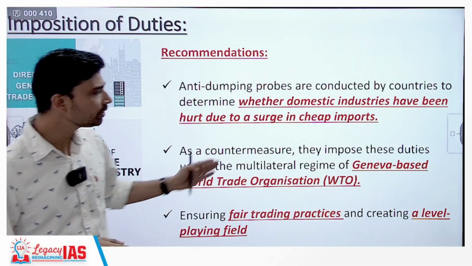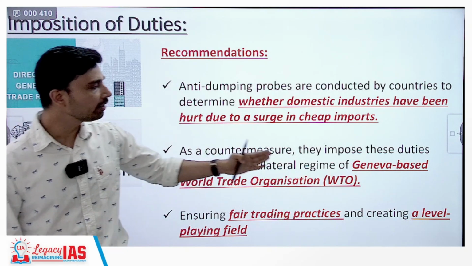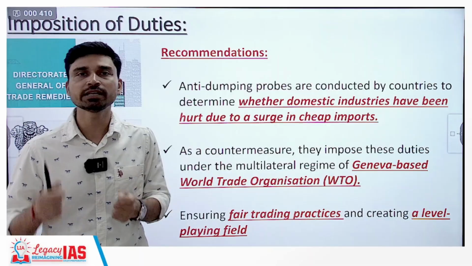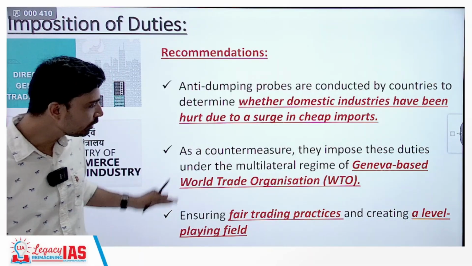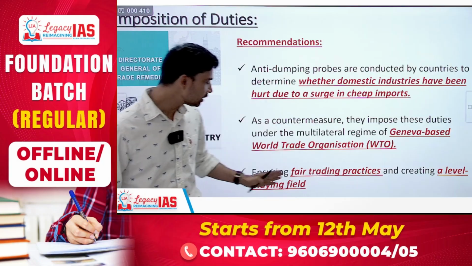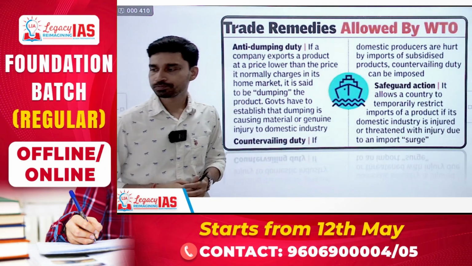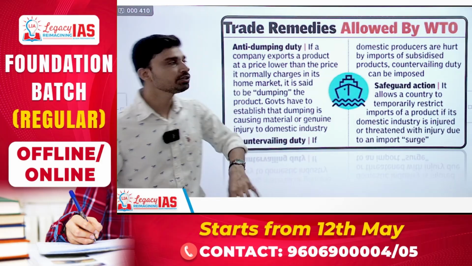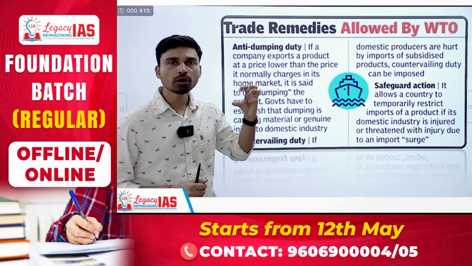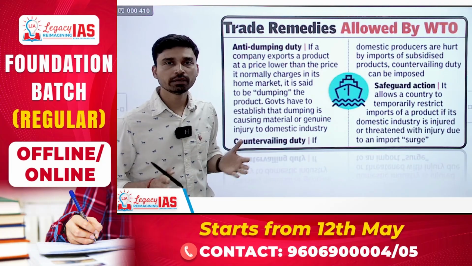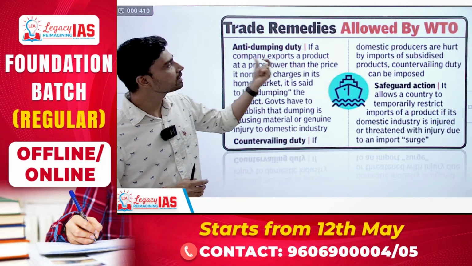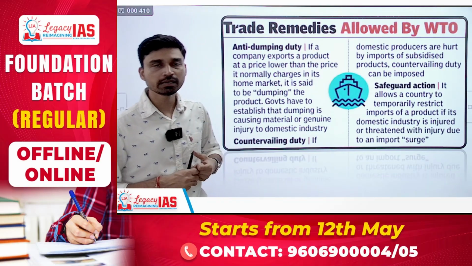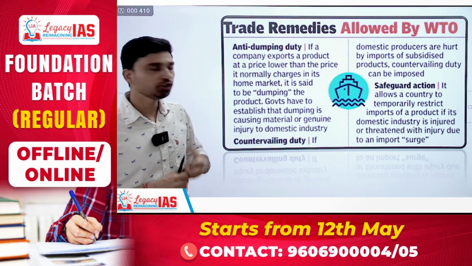Now, as a countermeasure, these duties are imposed under the multilateral regime of the Geneva-based WTO, as we have discussed, which is trying to establish a rule-based international trading system, and it also ensures fair trading practices and creates a level playing field, as we discussed before. Now, many times a question can come whether anti-dumping duty is allowed under WTO or not. So the answer is definitely yes. Anti-dumping duty is allowed by WTO if domestic producers and manufacturers are being hurt by the cheap imports.